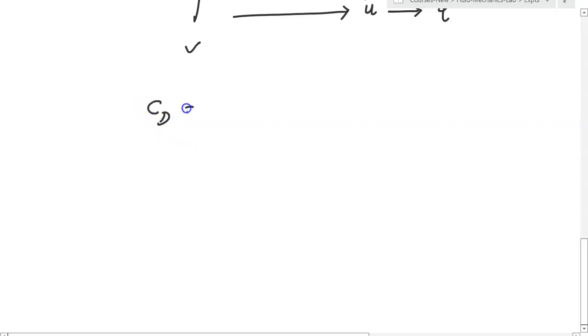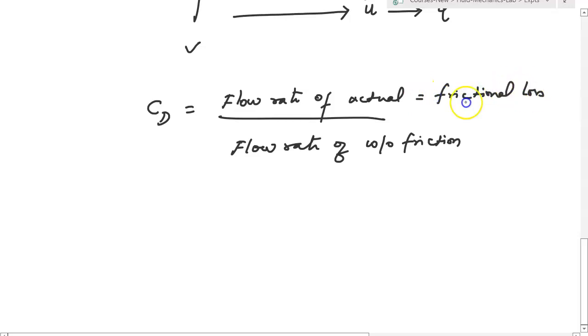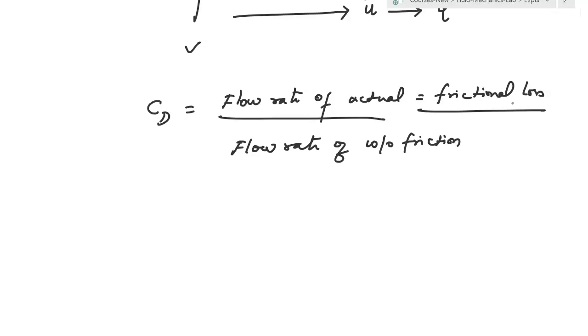How we define discharge coefficient is the flow rate of an actual system to the flow rate of a fluid without friction. So when we say flow rate of an actual system, this is with the frictional loss. Whereas in the denominator, we have the flow rate: what would have been the flow rate if there was no frictional loss? This ratio is called the discharge coefficient.